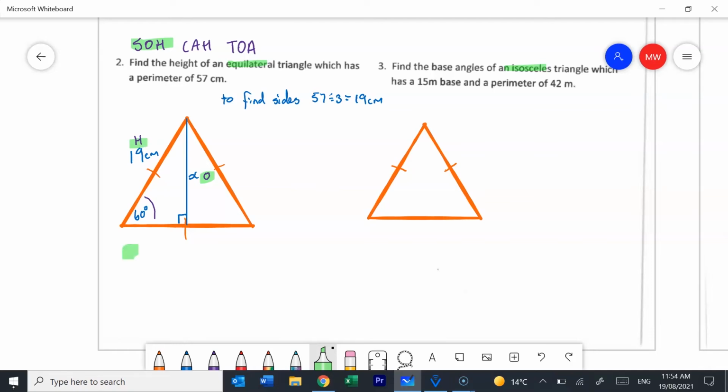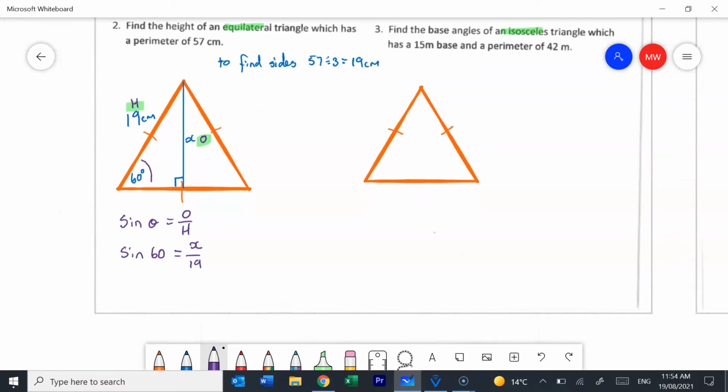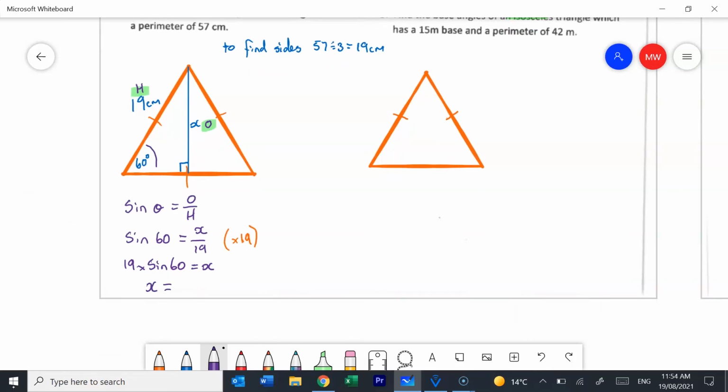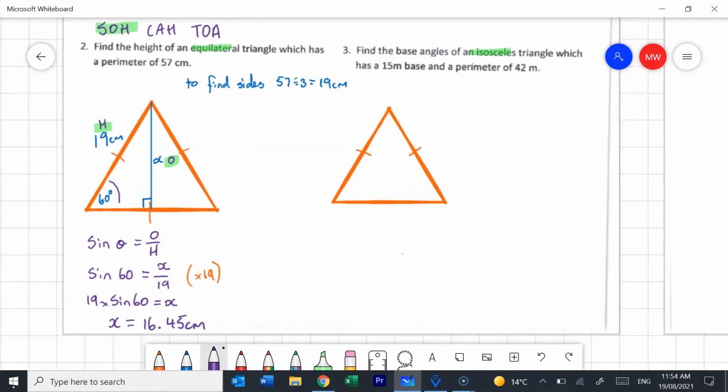So I've got sine theta equals the opposite on the hypotenuse. Sub in what you know. So sine 60 is going to equal x over 19. It's even a nice one. We don't even have to muck around too much with it. Let's multiply both sides by 19 to get that up. And you'll end up with 19 times sine 60 equaling x. And then it's just a case of popping it into your calculator, and you'll find that x is 16.45 centimeters. And that one's solved. So if you don't have a right angle triangle, the name of the game is to make one.